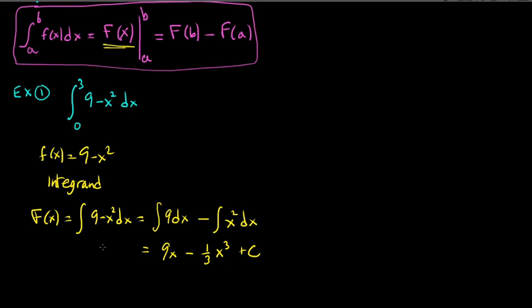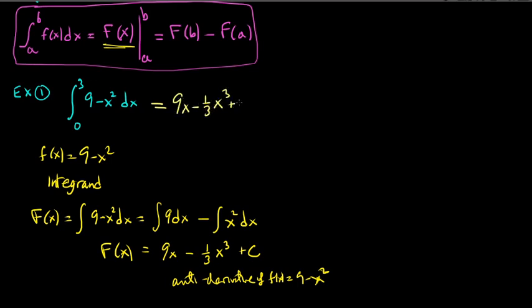So that's my capital F of x. That's my antiderivative of little f, which was 9 minus x squared. Just saying that again. So we have that this is equal to capital F, which is 9x minus 1/3 x cubed plus c, although we don't need the c here. And then we have to evaluate it between 0 and 3.